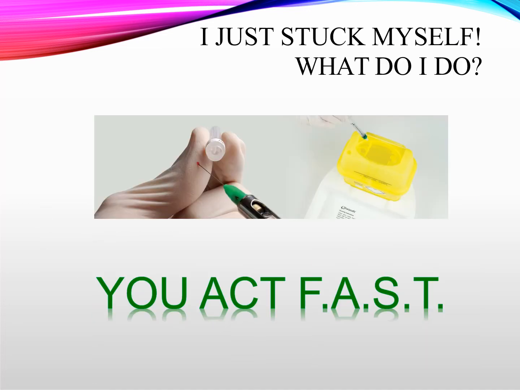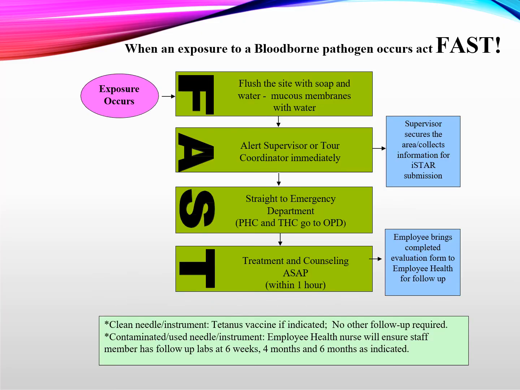So what do you do when you actually injure yourself? Act fast. It's an acronym for flushing the site, alert your supervisor or the tour coordinator. Make sure an I-STAR submission is in there too. Go straight to the emergency department. It's usually Pod B, urgent care, that will see you. Receive treatment and counseling. All this should happen within 1 hour. Bring the completed form to Employee Health and they will give you a copy once they've logged in your injury and explained your follow-up.